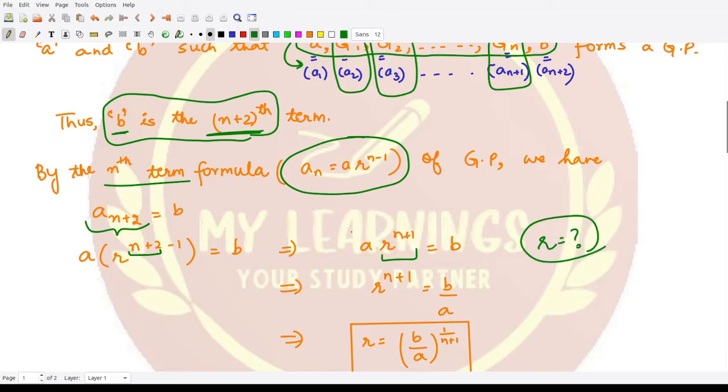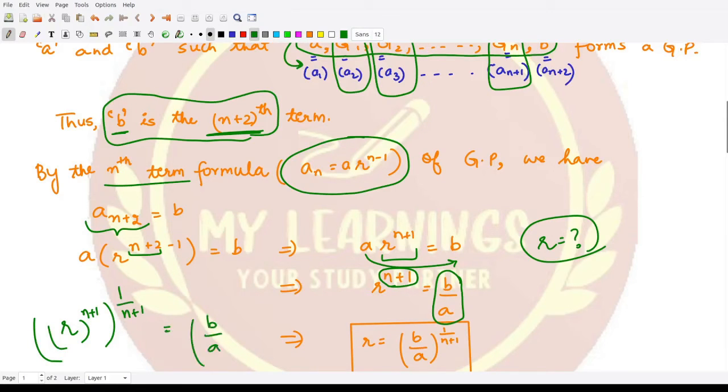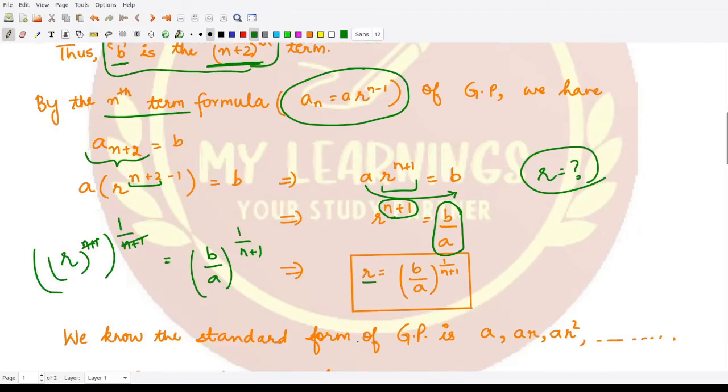Yes, we can. How? We can shift this a to the right hand side, so it would be in division. And then we want to remove this power, which means we would have to take its n plus 1th root. We can do that by taking the power 1 upon n plus 1 on both sides. So it would be B upon a raised to power 1 upon n plus 1. The n plus 1 and n plus 1 would cancel. So on the left hand side we would have r raised to power 1 only, which is r. And on the right hand side we have B upon a raised to power 1 upon n plus 1. So this is the common ratio that we obtain.